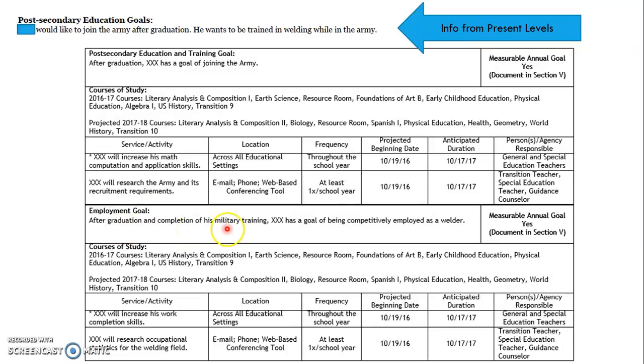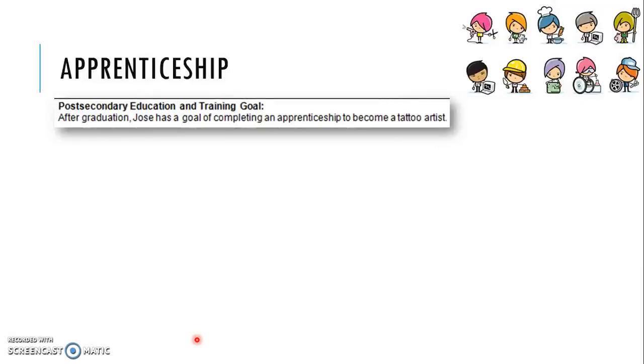Employment after graduation and completion of his military training, he would like to be competitively employed as a welder. So we want him down here increasing his work completion as his service with an asterisk, and that he will research occupational statistics for the welding field, learn more about his specific employment goal. And this is how all of the areas should be written.